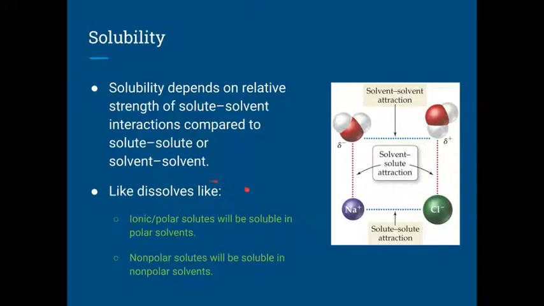It turns out that like dissolves like. So ionic and polar solutes will be soluble in polar solvents, such as water, and nonpolar solutes will be soluble in nonpolar solvents. So you're going to have to use what we learned about drawing Lewis structures, using VSEPR theory, valence shell electron pair repulsion theory, to determine the polarity of the bonds and whether or not the overall molecule is polar. And then you'll be able to figure out what kind of solvent it will dissolve in.